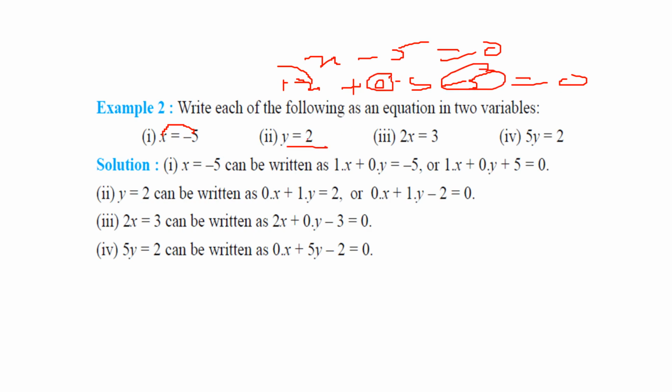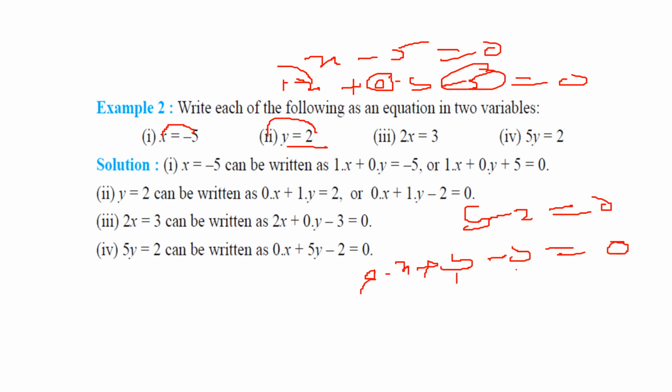In this case, y minus 2 equal to 0. Take 2 here, y minus 2 equal to 0. So when it is y minus 2 equal to 0, this is y. So 0 into x plus, this can be written like this. a is 0, b is 1 and c is, of course, minus 2.